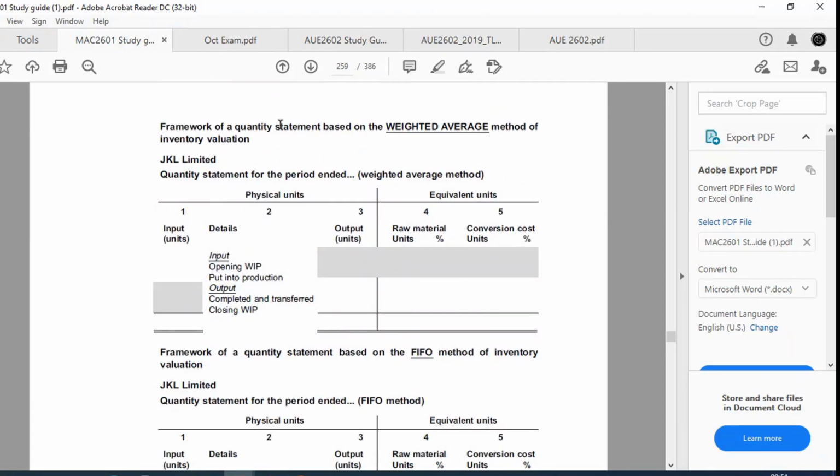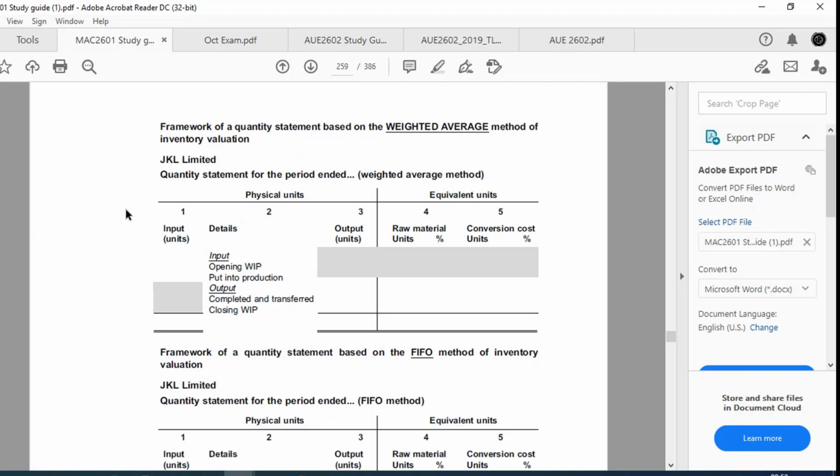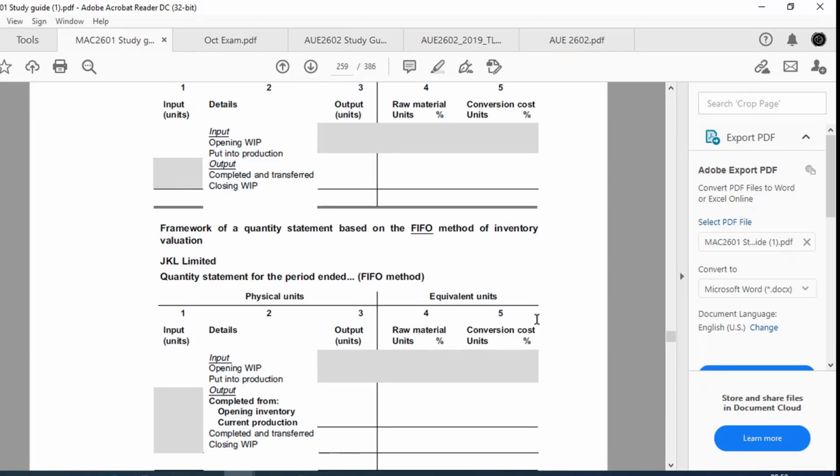Cool. So now the framework of a quantity statement based on weighted average for inventory valuation is as follows. As I've mentioned, you must always know your framework, because your framework will help you identify what you will need in the question paper. So the quantity statement under a weighted average will show your input, which is your opening WIP and your put into production. And then your output, which will be your completed and transferred and your closing WIP. It's as straightforward as that.